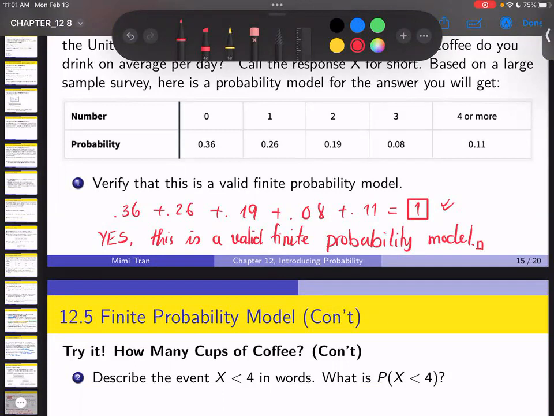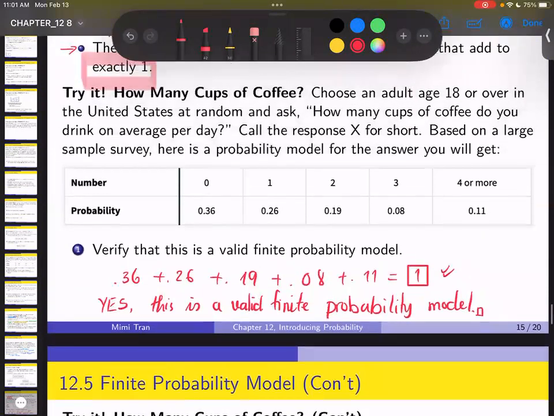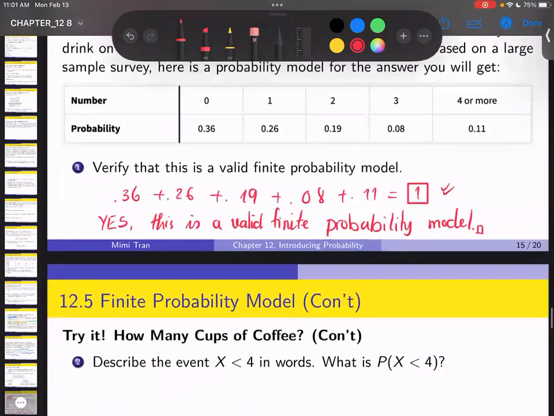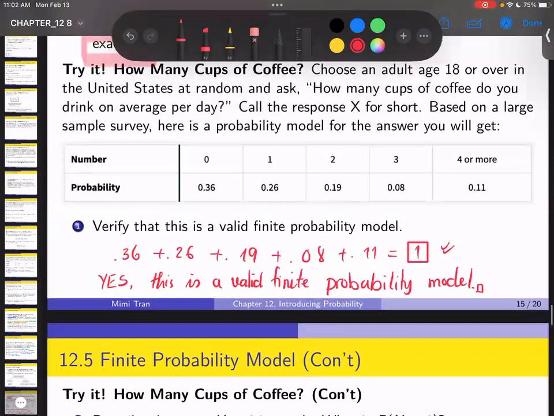Describe the event X less than 4 in English. Well, you're going to go back to the context. Choose an adult age 18 or over in the United States at random and ask how many cups of coffee do you drink on average per day? Call the response X. So X less than 4 means what, in context?